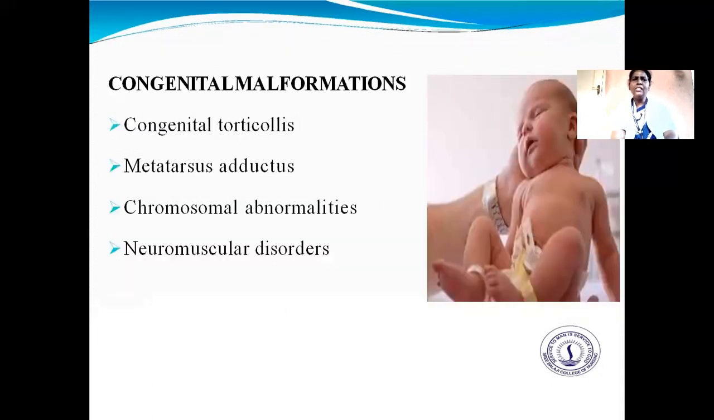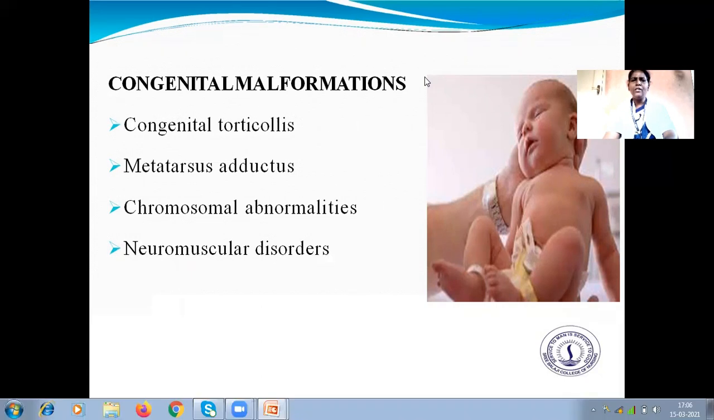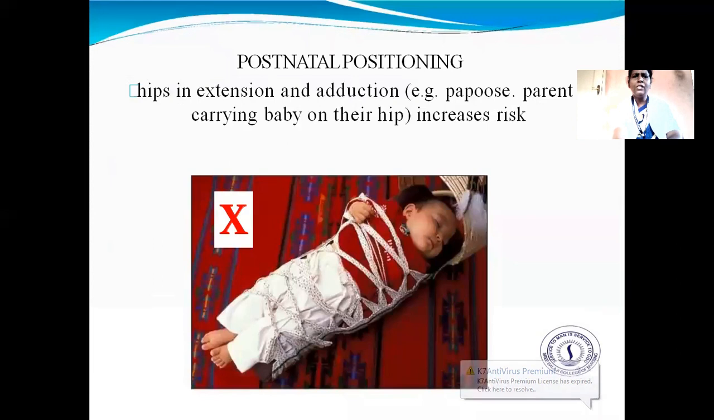Next, we will see the congenital malformations, which are also a risk for developmental dysplasia of hip. One is congenital torticollis, then metatarsus adductus, then chromosomal abnormalities, then neuromuscular disorders. So these are all risk factors of developmental dysplasia of hip.